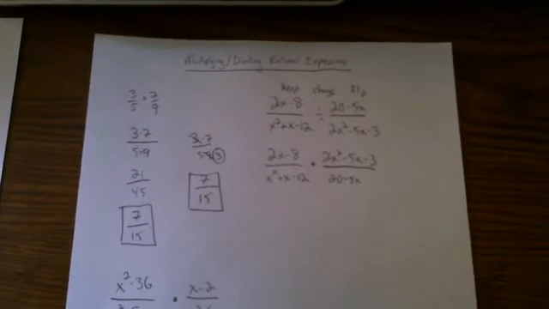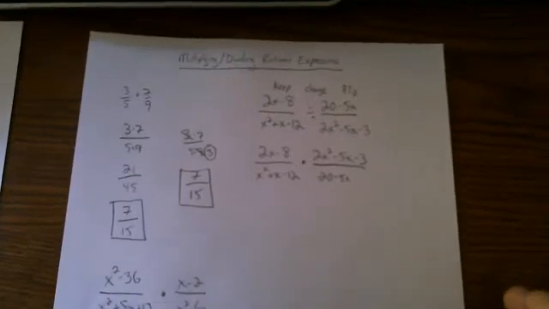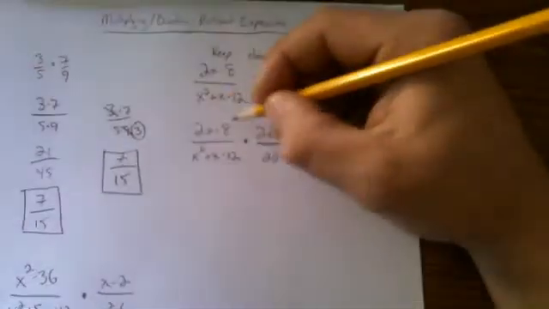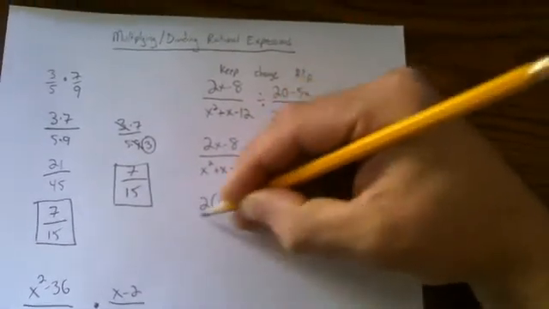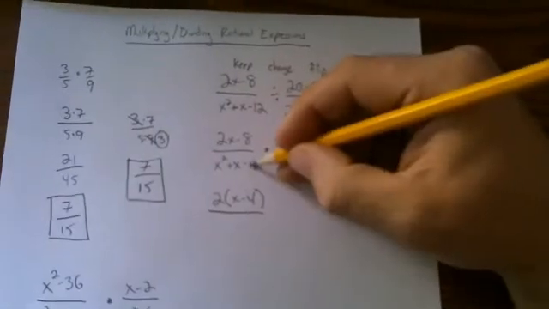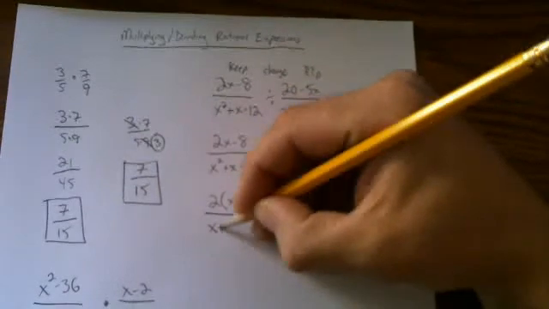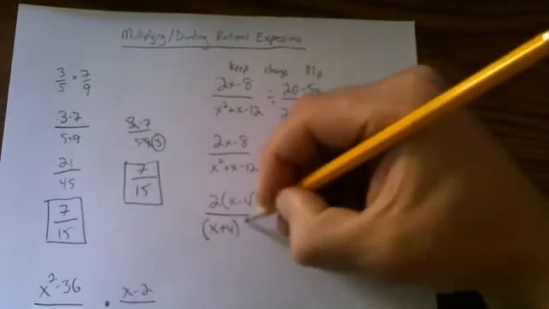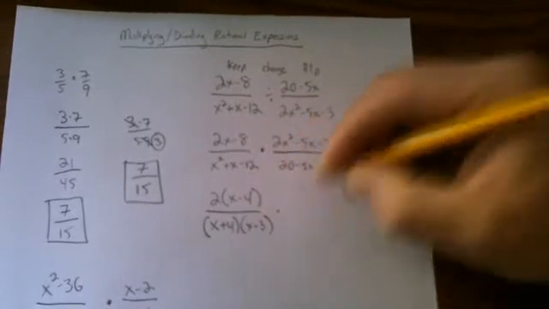So there we go. Now we have a multiplication question. So now it's the same thing as over here. We're going to factor everything, and then we're going to look for things to cancel. So the GCF of 2 and negative 8 is 2, which leaves us with x minus 4. Let's factor x squared plus x minus 12. That's factors of negative 12 that add to positive 1. And that's x plus 4 times x minus 3 times.